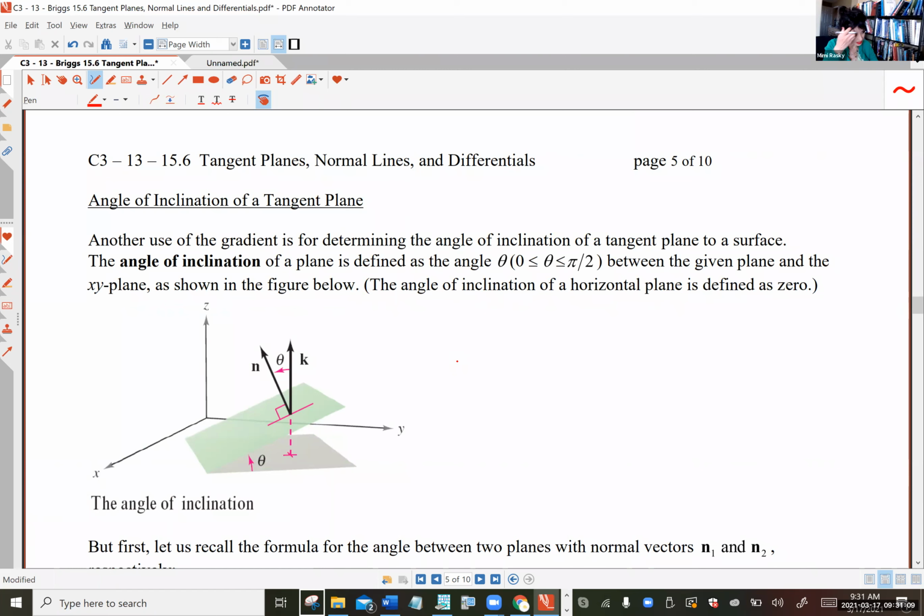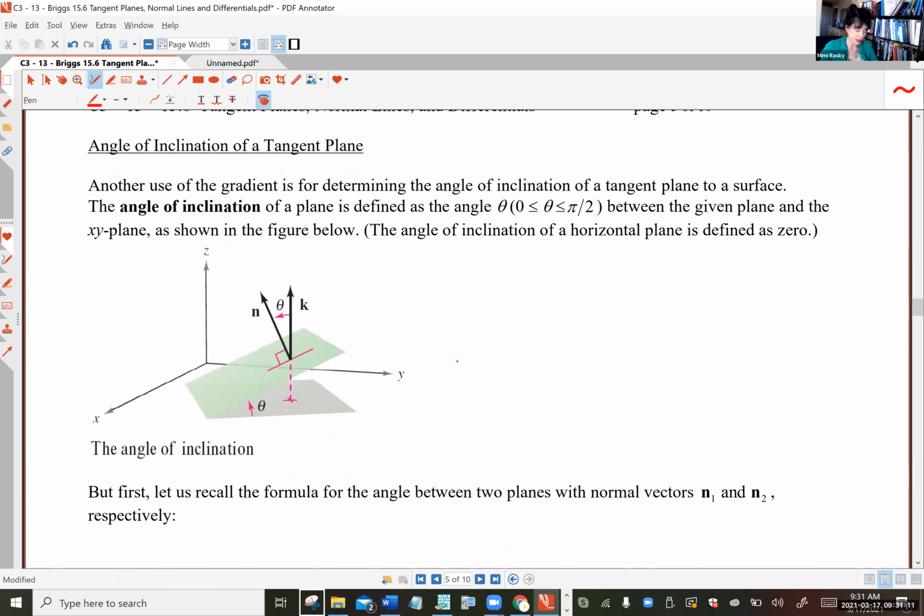Okay, we're not done, so let's keep going. How do you get the angle of inclination of a tangent plane? Okay, so let's just do a little recalling.